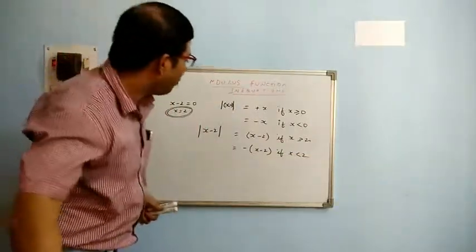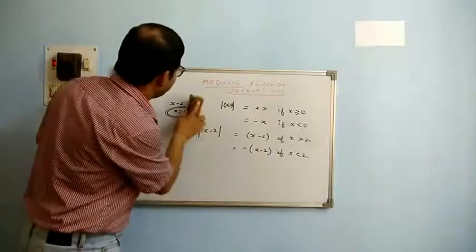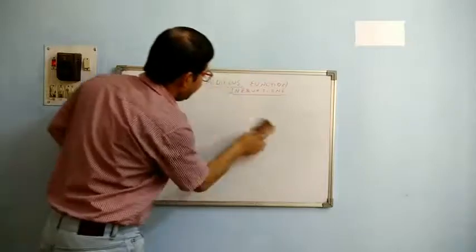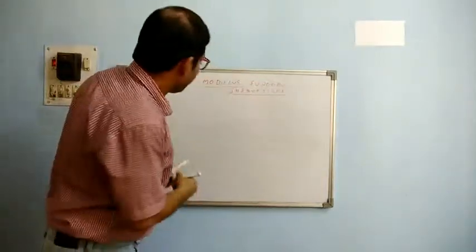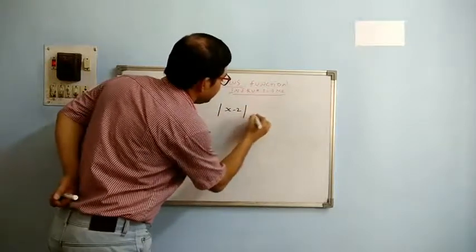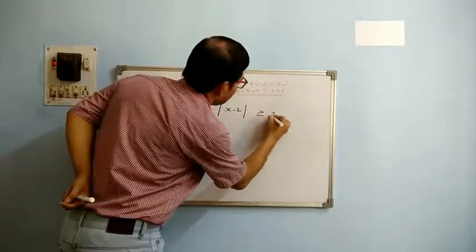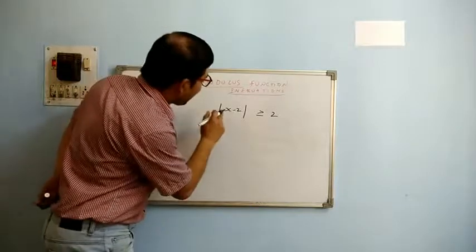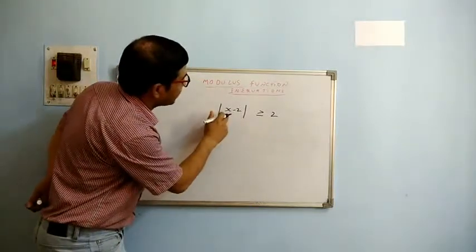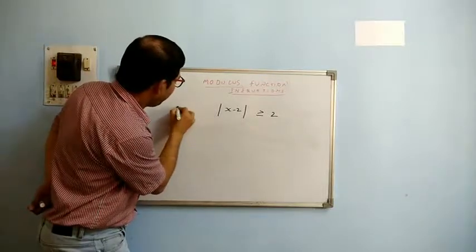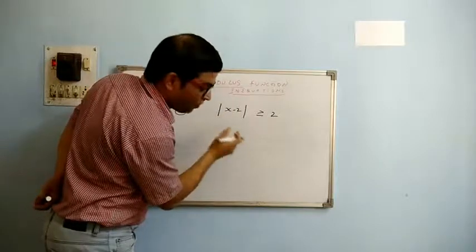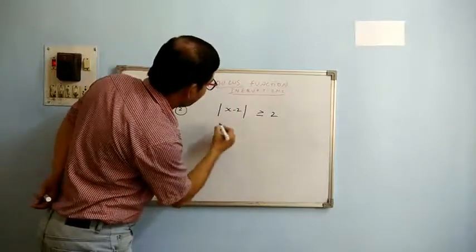We will solve modulus function inequations. So it is clear now? A very simple example I am taking: modulus of x minus 2 is greater than or equal to 2. You have to get rid of this modulus sign. So firstly decide the critical point. The critical point is 2 here. So the sign will depend on whether it is to the leftward side of 2 or the rightward side of 2.